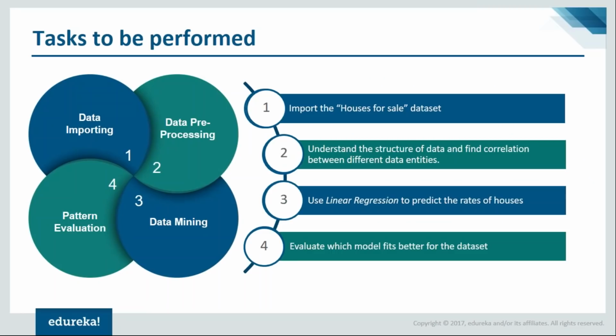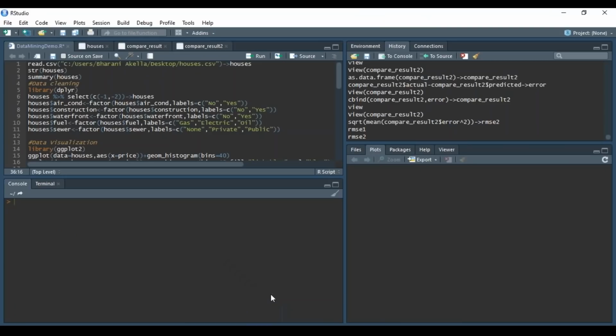Let's look at the tasks which we'll be performing in the case study. We'll start off by importing the data set and then we'll do a bit of pre-processing. The pre-processing will consist of understanding the structure of data, and it will also involve a bit of data cleaning because the data would be untidy. So we're supposed to make it tidy. Then comes the important part, which is data mining. The data mining technique which we'll be using is linear regression. So we'll use linear regression to predict the prices of houses. And we'll be building two models actually. Out of those two models, we'll try to understand which model is more accurate or which model will give us better results. Let's start with the hands-on session.